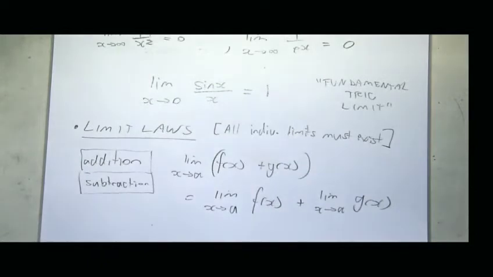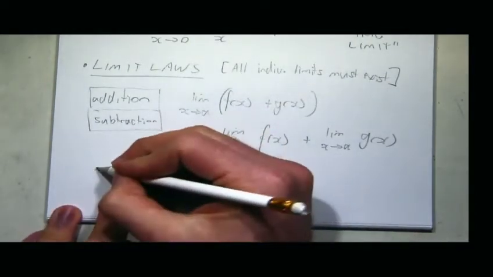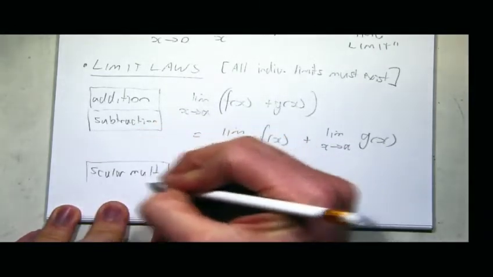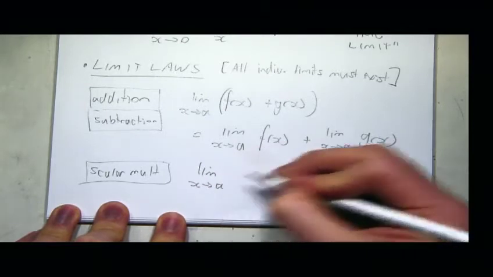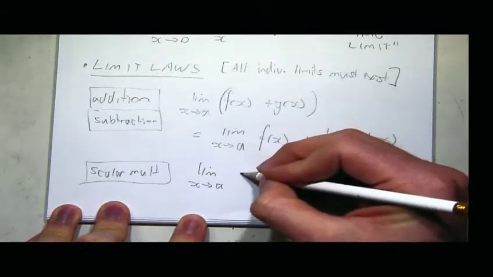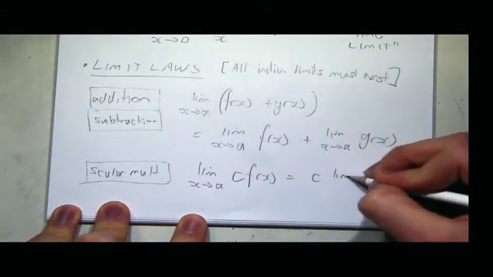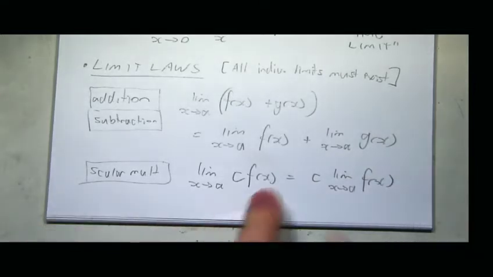Okay, so the limit sign can expand out over addition and subtraction. There's also a scalar multiple rule, which says that the limit as x goes to anywhere of constant times f of x is constant times the limit as x goes to anywhere of f of x. So you can bring the constant out of the limit sign.